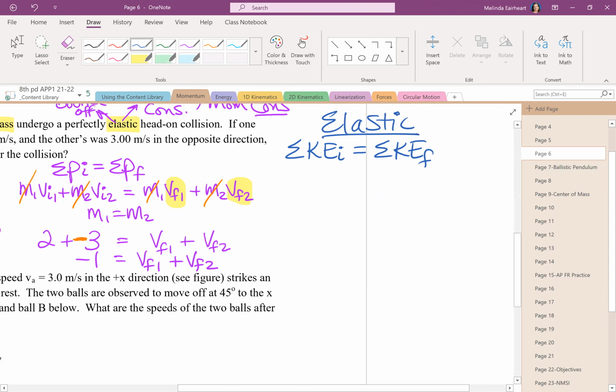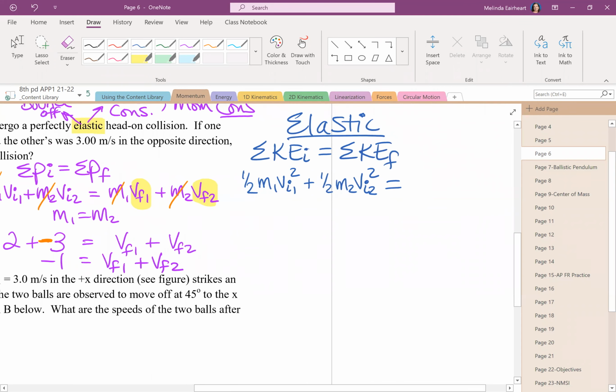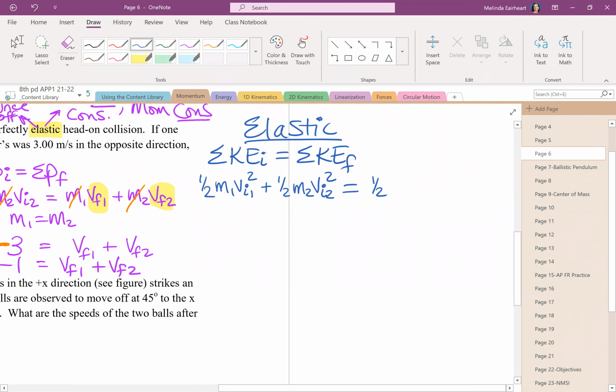And so in the beginning, I've got two objects that are both moving. And so we've got the 1/2 m1 v initial 1 squared plus 1/2 m2 and its initial velocity squared. And be careful, subscripts, superscripts. And then afterwards, both are moving independently. And so we'll have two kinetic energies after the collision.